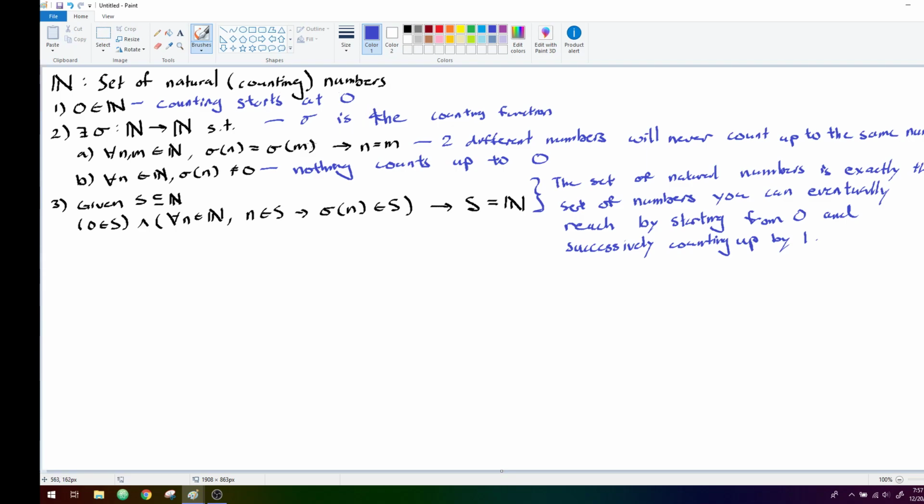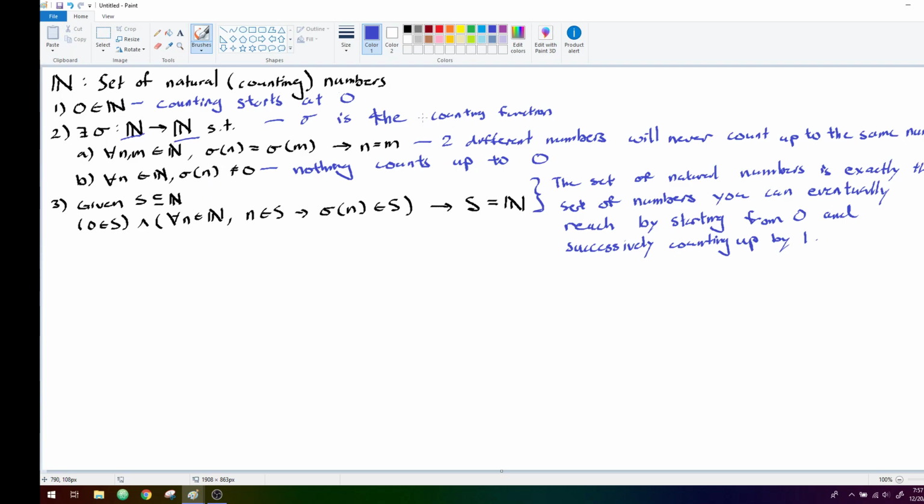Axiom number 2 then introduces sigma, which is meant to be interpreted as the counting function, in that it's a function that takes a natural number as input, gives a natural number as output, and what is it doing to the input when it transforms it? It's just telling us, well, what is the next number higher than the input? It counts up by 1. Well, what properties should a function that counts up by 1 have?